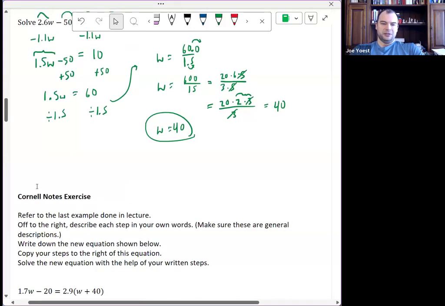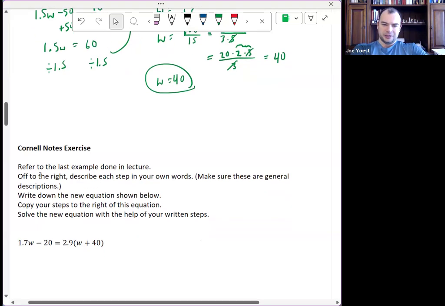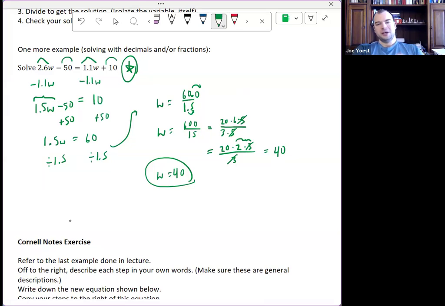But this is the idea of a Cornell Notes exercise. We're doing this one almost half as a practice and half as an exercise. But you can take this to all of the future problems that we do in the course or in other courses. And the idea is take a look at an example that was done in lecture. So say this one, for instance, that we just did. Okay, this is a slightly new ball game. We have some decimal coefficients. How do we have to deal with those?